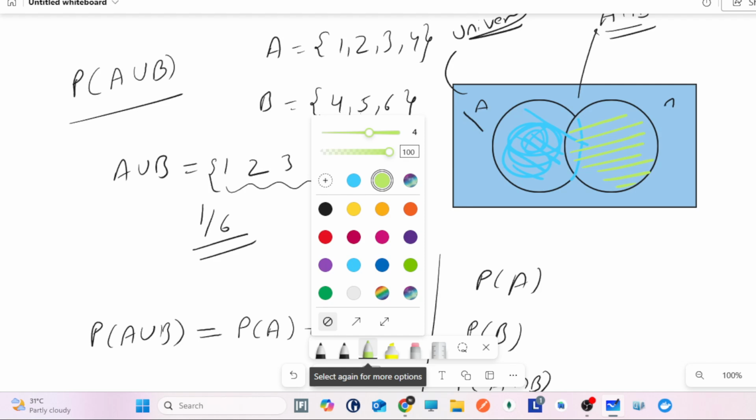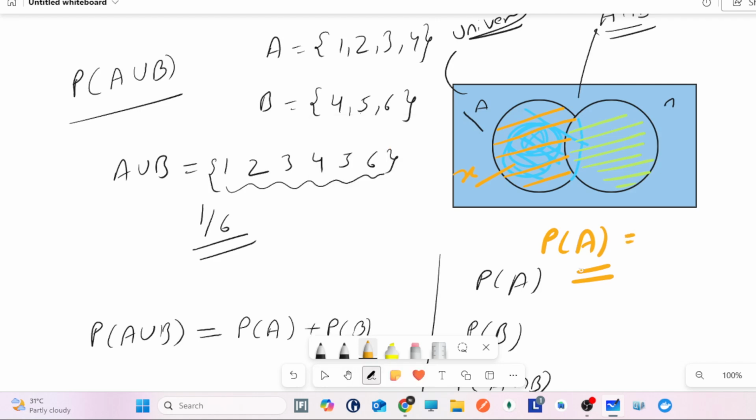Okay, so let's go a little deeper in this topic. If I want to write probability of A, how can I write? Say for this inner portion, excluding this common portion, let's say this is X. Okay, so what is the probability of A? X plus this common portion. What is the common portion? Probability of A intersection B.